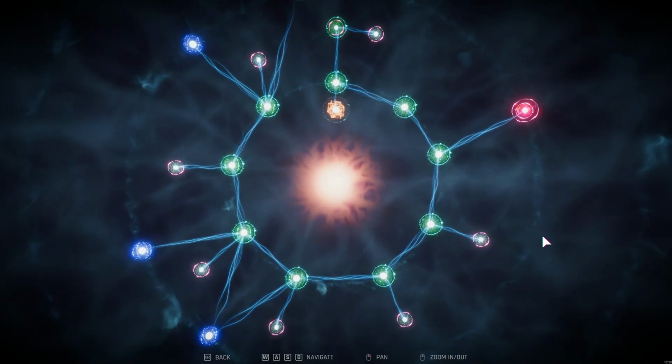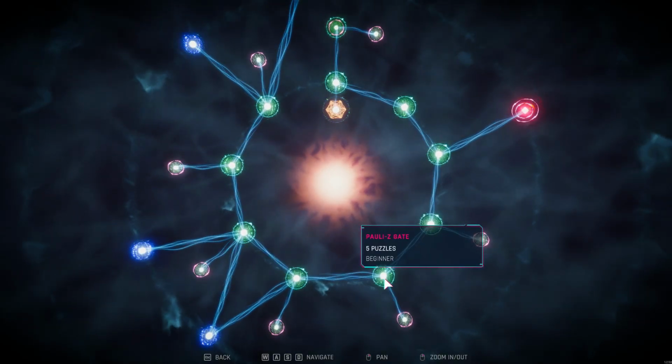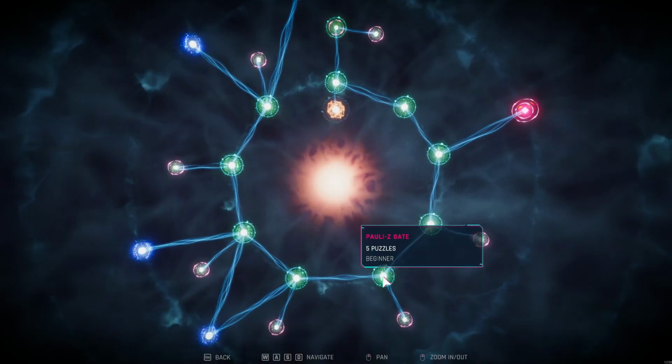And that is the Pauli-X gate. In the next video, we'll look at the Pauli-Z gate.